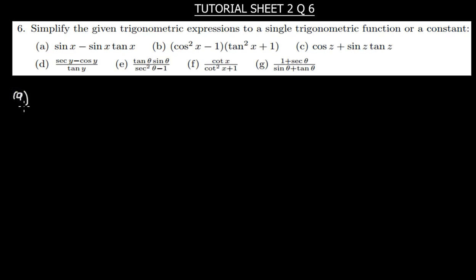I don't think it was written correctly, because no matter how much you try to simplify this, you will not come to a single trigonometric function or a constant. So if this question was to be correct, it was supposed to have a plus where there's a minus here. It was supposed to be like this, maybe, and then this term, let me put x there, and then this term was supposed to be squared.